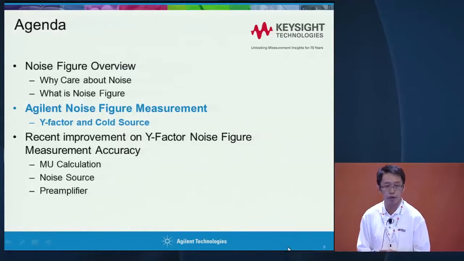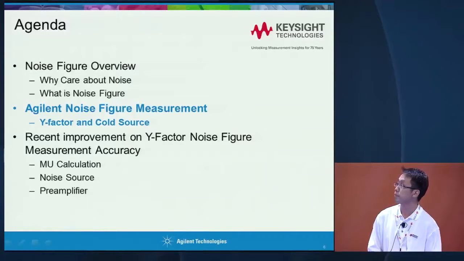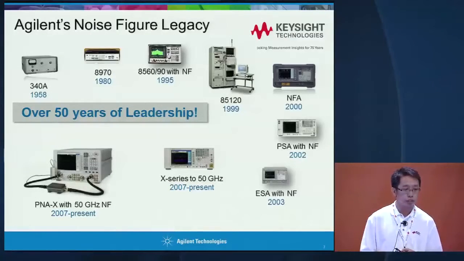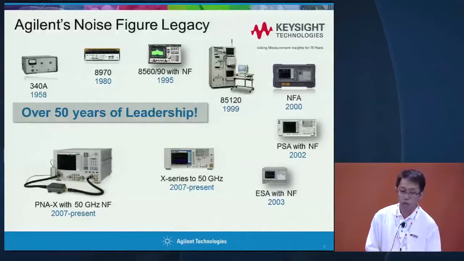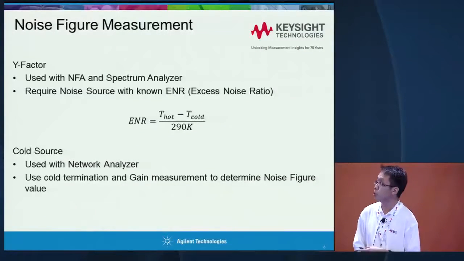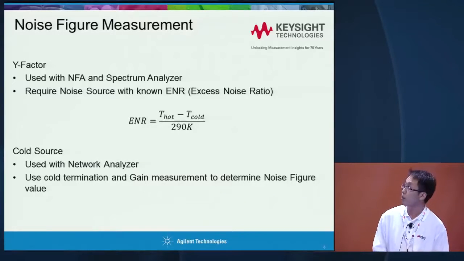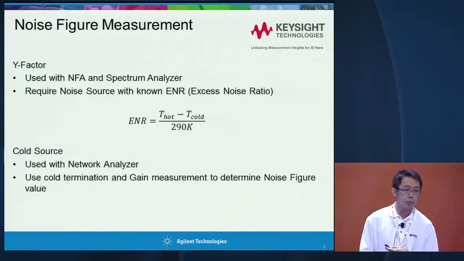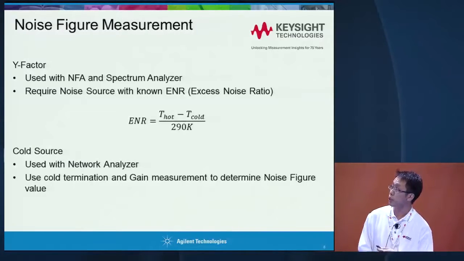Next, I will share some of Agilent's noise figure measurement solutions. Agilent has been producing noise figure measurement solutions for more than 50 years. The most recent instruments that can be used for noise figure measurements include the X-series analyzers and the PNA-X. In general, there are two ways to do noise figure measurements. The first one, the Y-factor method, is the most common way of doing noise figure measurements. It's used by the NFA and spectrum analyzers. For this type of measurement, you need a noise source with known ENR values. The second method, the cold source method, is a newer method which is used by network analyzers.